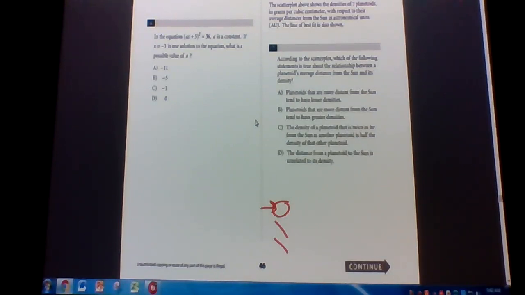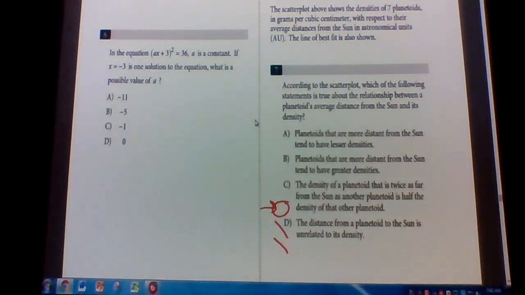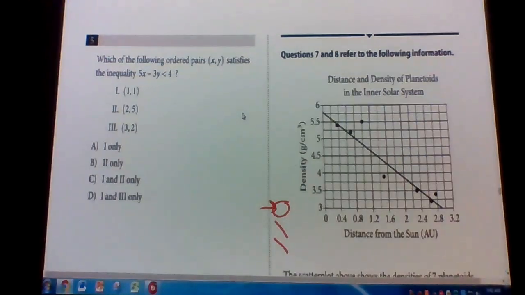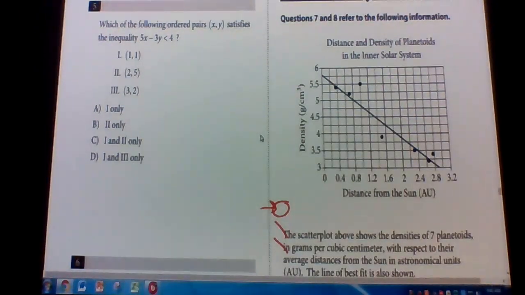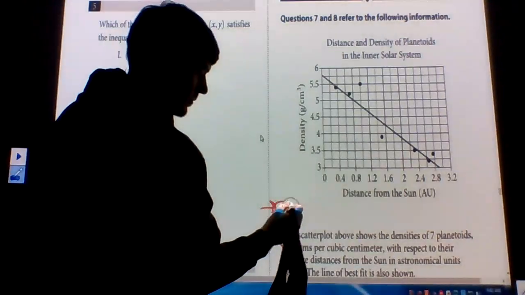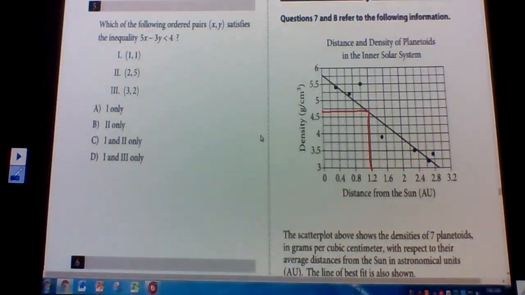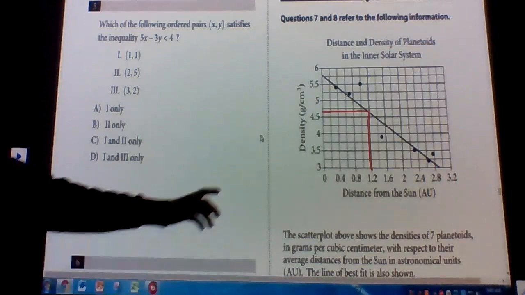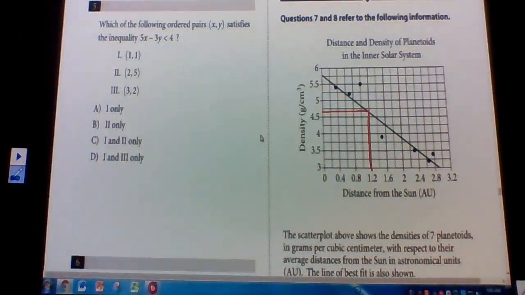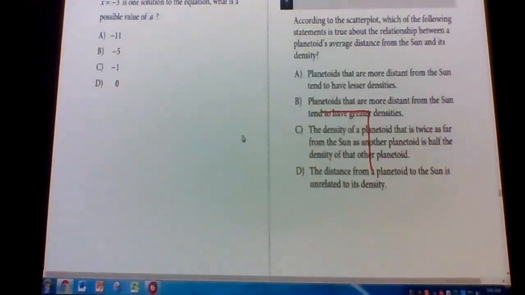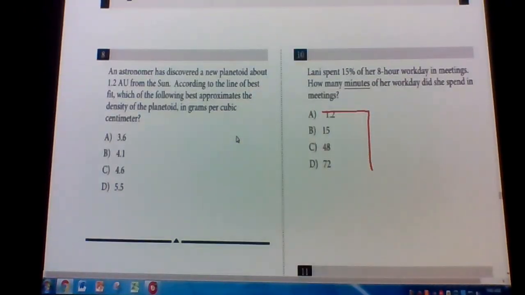Okay, so 1.2 astronomical units. You go up, it should be about 4.7 or so. Right, the density at 1.2 should be about 4.7. 4.6 looks like a good answer. Yep. And 7 was A, so we're good.